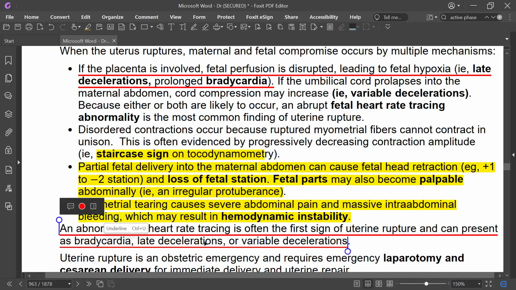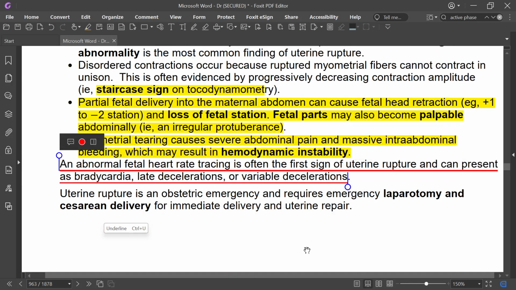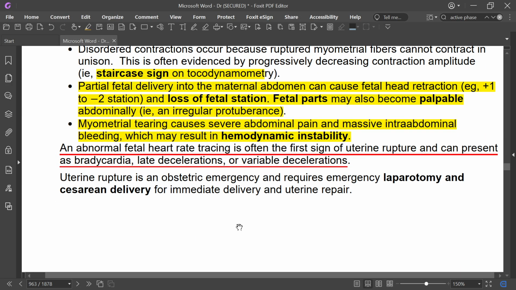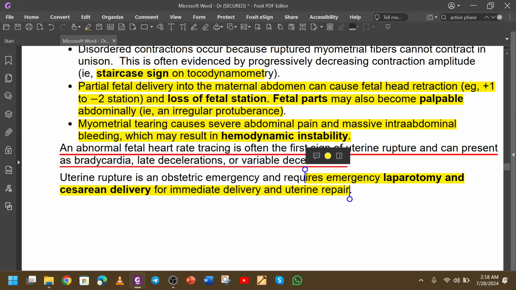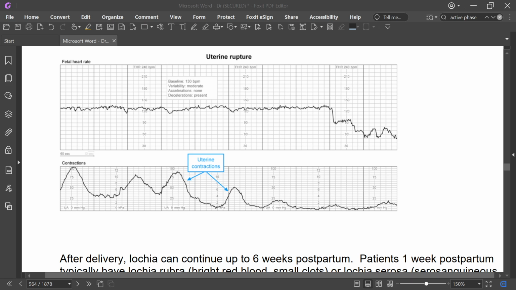Uterine rupture is an obstetric emergency. It requires laparotomy and cesarean delivery for immediate delivery. This is uterine rupture: fetal heart rate and uterine contraction changes.